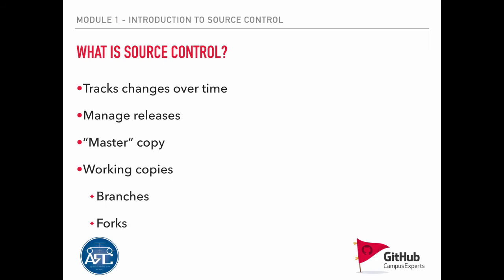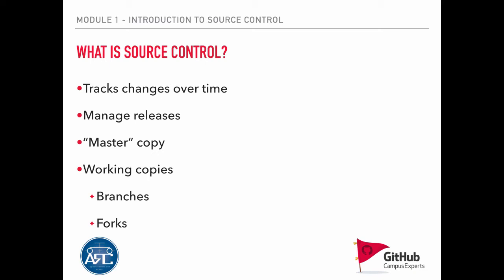So what is source control? Because Git is a version of source control. Source control is a broader topic that includes several other tools like SVN and others that track changes over time. It manages releases. So version, you'll see on your apps version 1.0, version 2.3, version 8.6.1, and so on and so forth. Version control, or source control, those two terms are kind of interchangeable, makes it pretty easy to manage these releases.